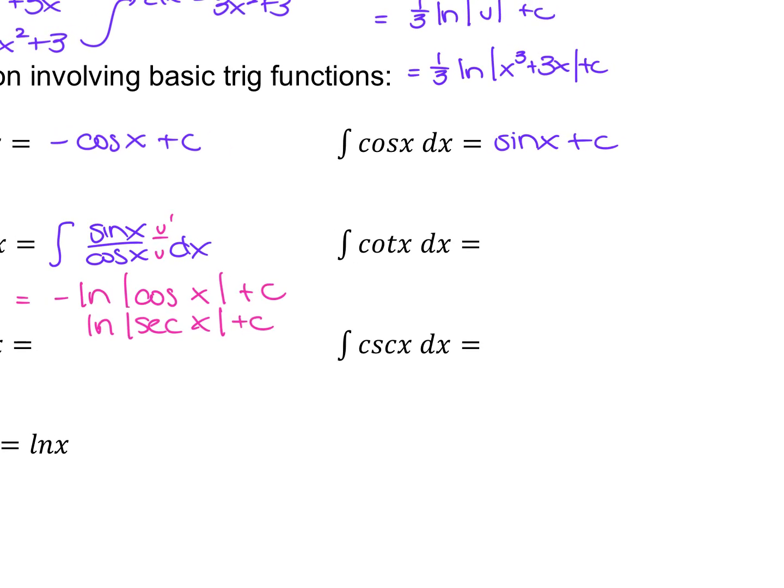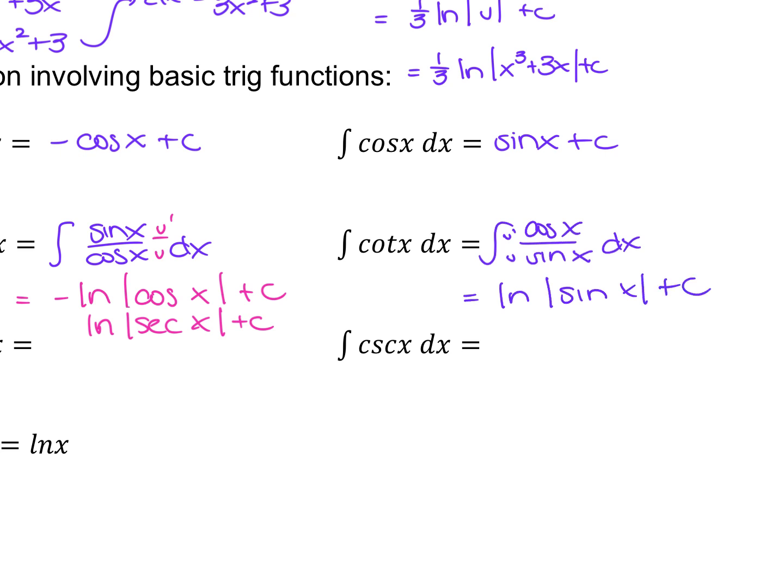In the same way, you can now integrate cotangent, because cotangent could be seen as cosine over sine. And this is directly a u prime over u, dx. When sine is your u, cosine is the u prime. So if I integrate that, that will give me directly the ln of sine x, absolute value, plus c.